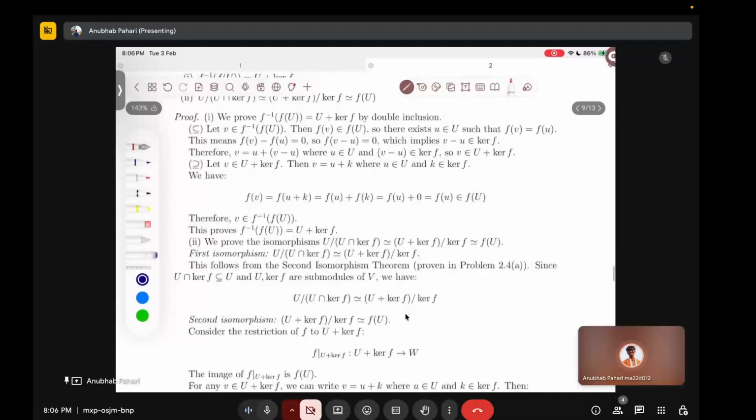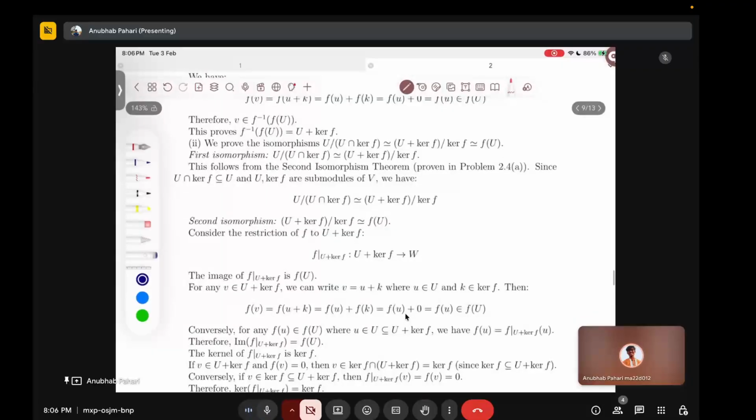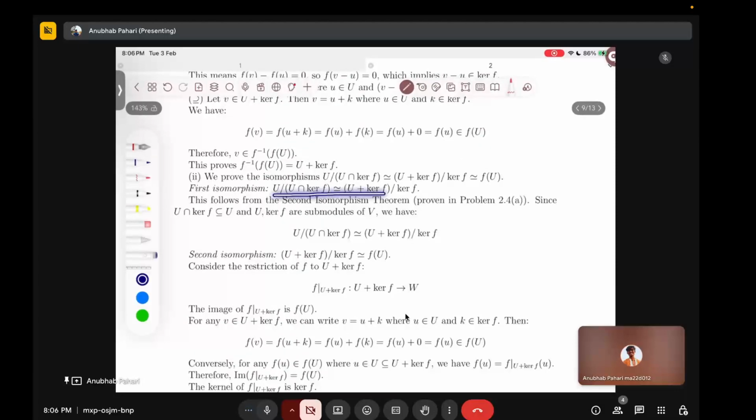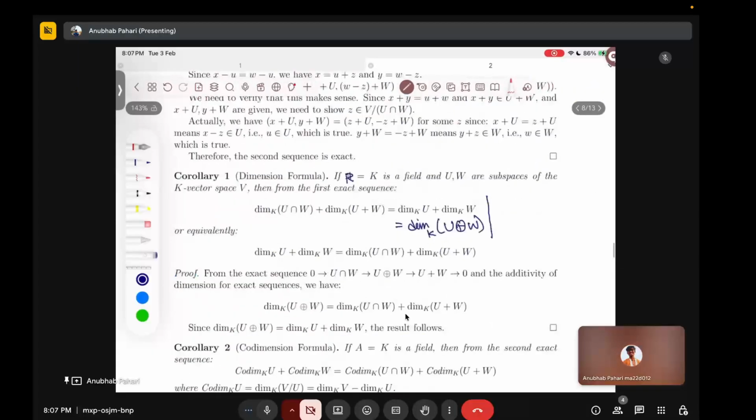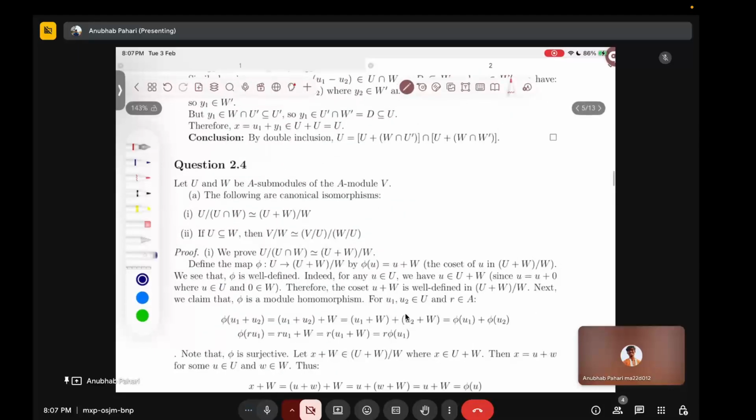Now again we have to prove the second thing, so I would suggest you look into it yourself and see if you can understand this. So the first isomorphism is true, which we have proven in 2.4 of A, which is nothing but this: U mod U intersection W is isomorphic to U plus W mod W.